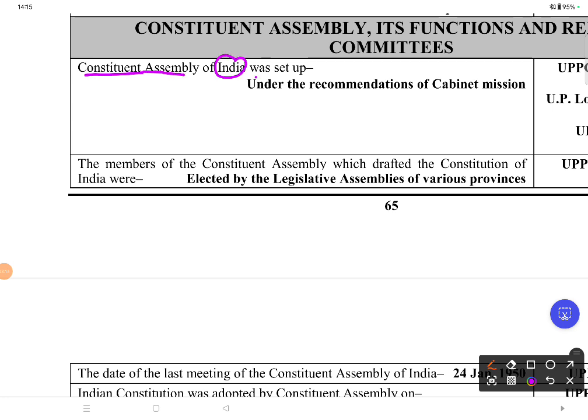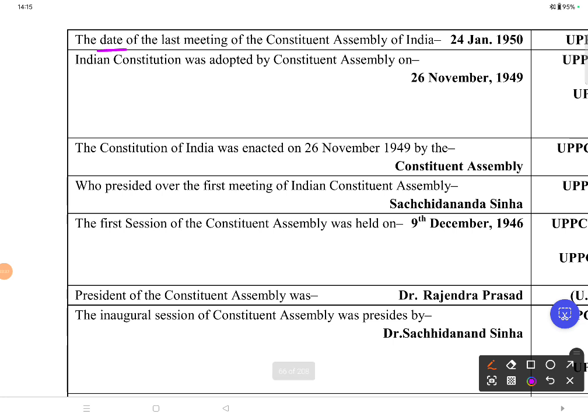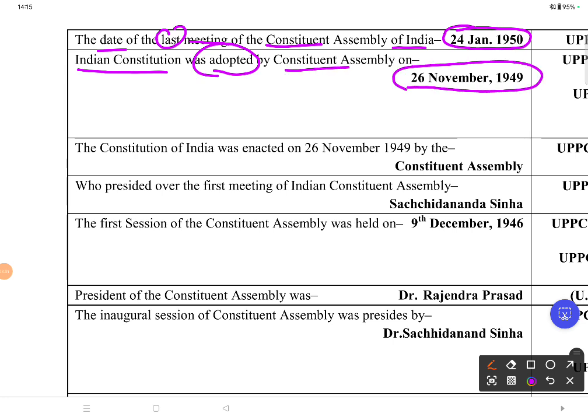Constituent Assembly of India was set up under the recommendations of Cabinet Mission. The members of the Constituent Assembly which drafted the Constitution of India were elected by legislative assemblies of various provinces. The date of last meeting of the Constituent Assembly of India, 24th January 1950. Indian Constitution was adopted by Constituent Assembly on 26 November 1949. The Constitution of India was enacted on 26 November 1949 by the Constituent Assembly.